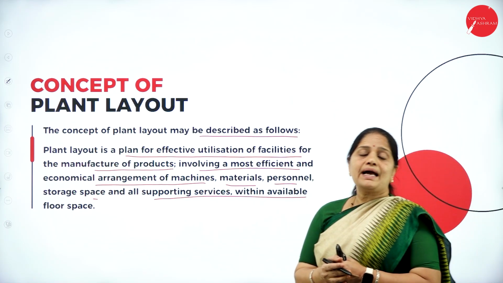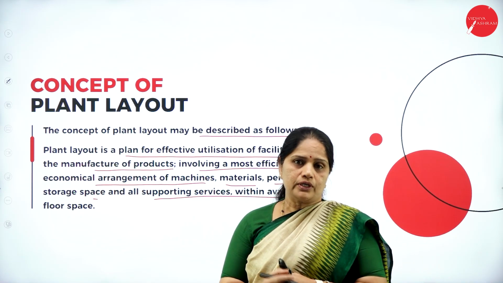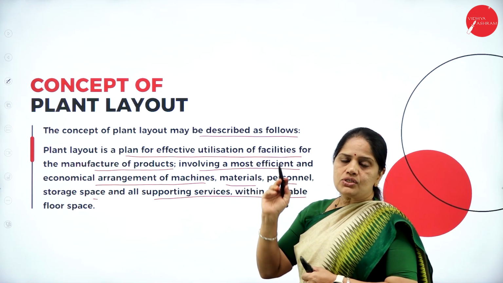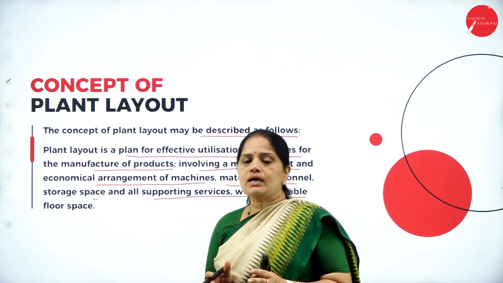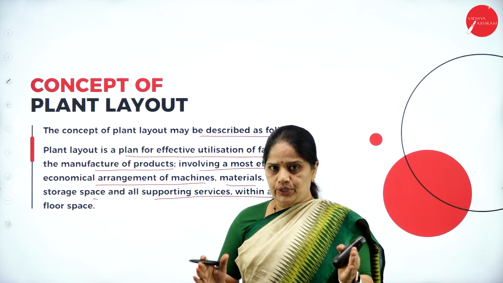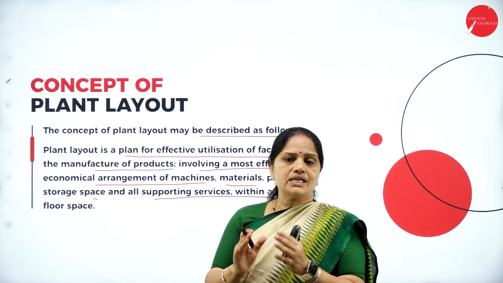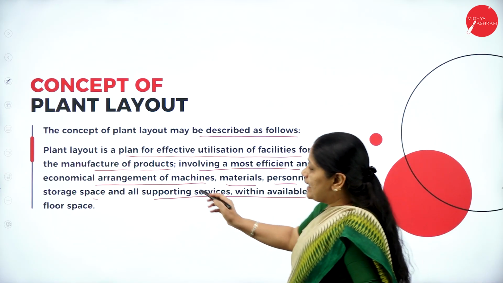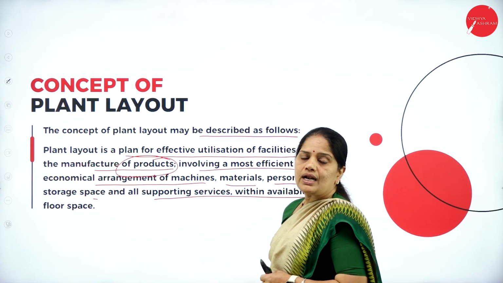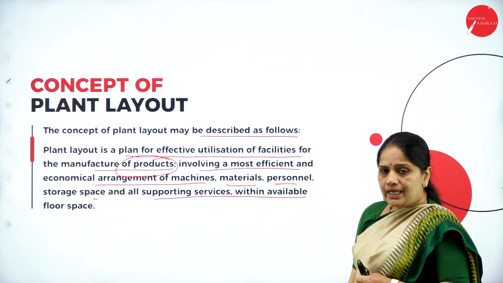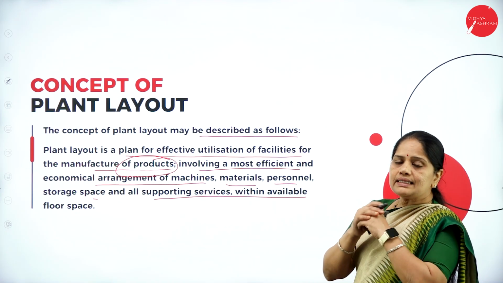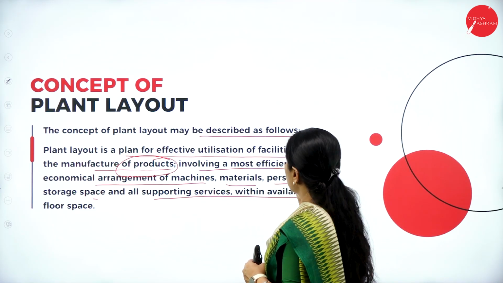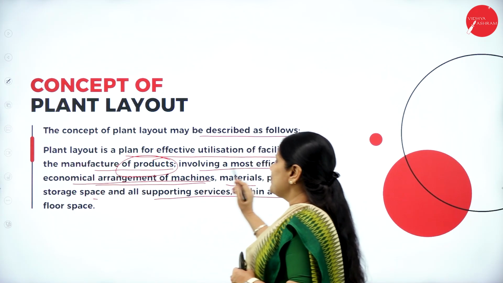So, what do we mean by the word plant layout? Plant layout is a plan for effective utilization of facilities. Whatever facilities are available in the organization, we have to plan it in such a way that we make the best utilization of the available facilities. Now, why are we making use of the facilities? For manufacture of products. Whatever product the organization is manufacturing, we have to do it in such a way that there is optimum utilization of the facilities available, involving a most efficient and economical arrangement of machines.